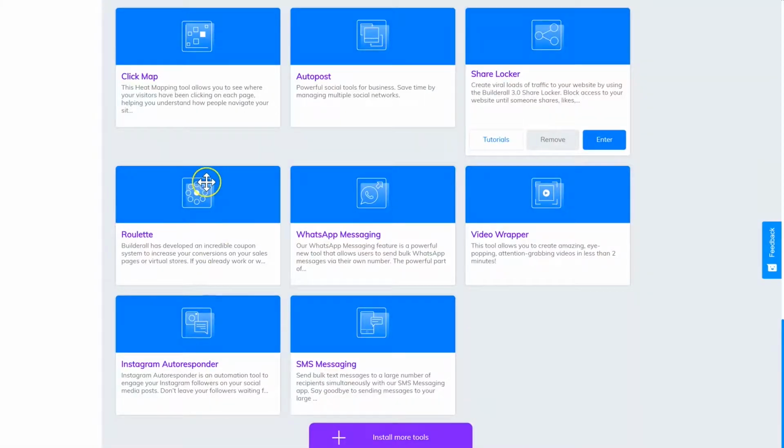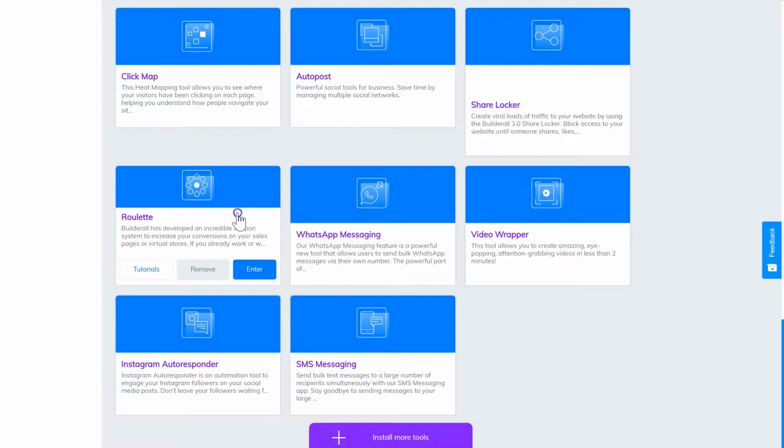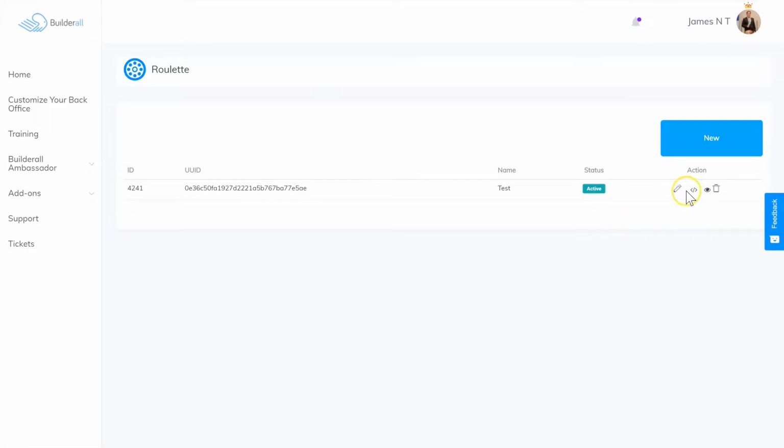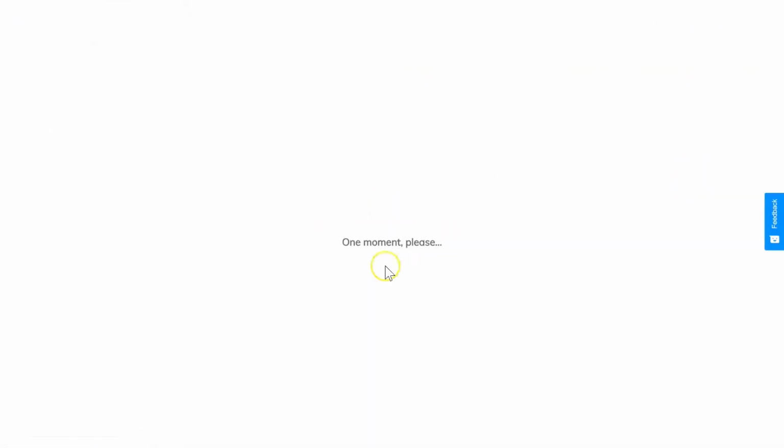This is a kind of pop-up coupon generating tool which allows you to put a little pop-up game when someone tries to exit, to keep them on the page, to keep them from leaving. So let's jump into the roulette tool and have a quick look. So we're now in the roulette tool, and we're going to come and edit the roulette tool so you can see a little bit about what it is.